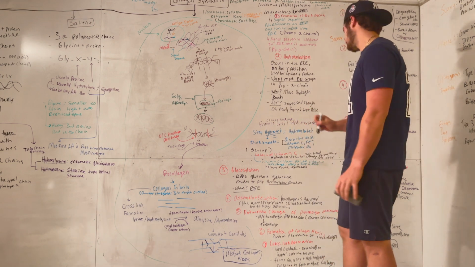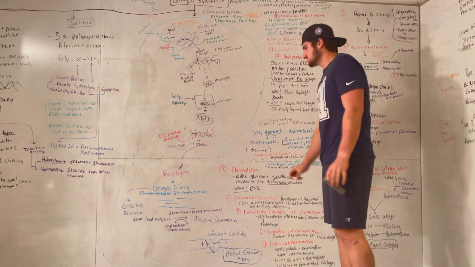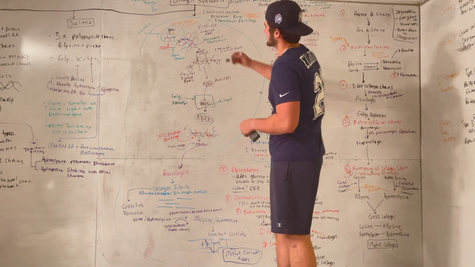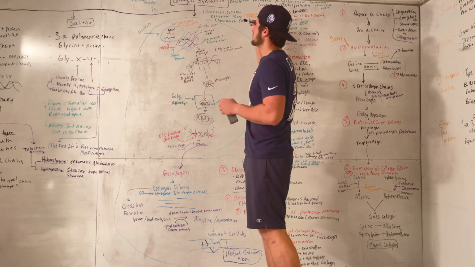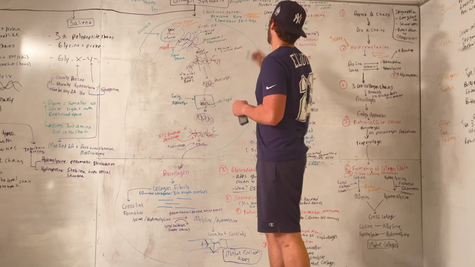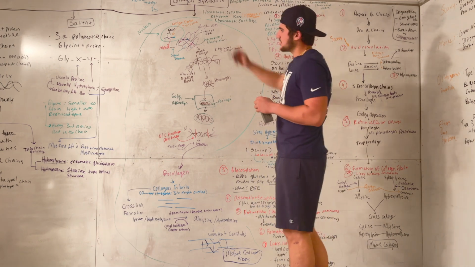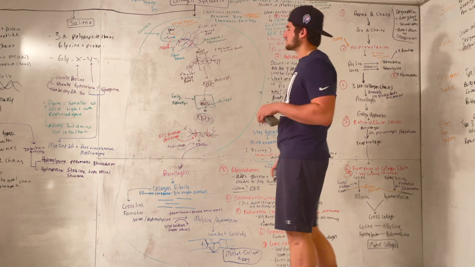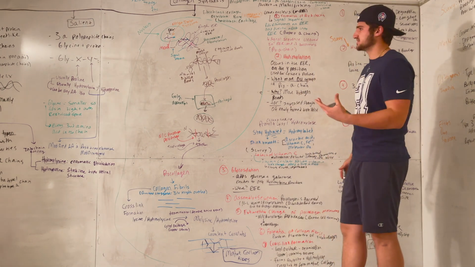Okay, next, glycosylation. This is the third step. So we did hydroxylation in the rough ER. We also did what? The signal sequence coming off in the rough ER, forming the pro-alpha chain.